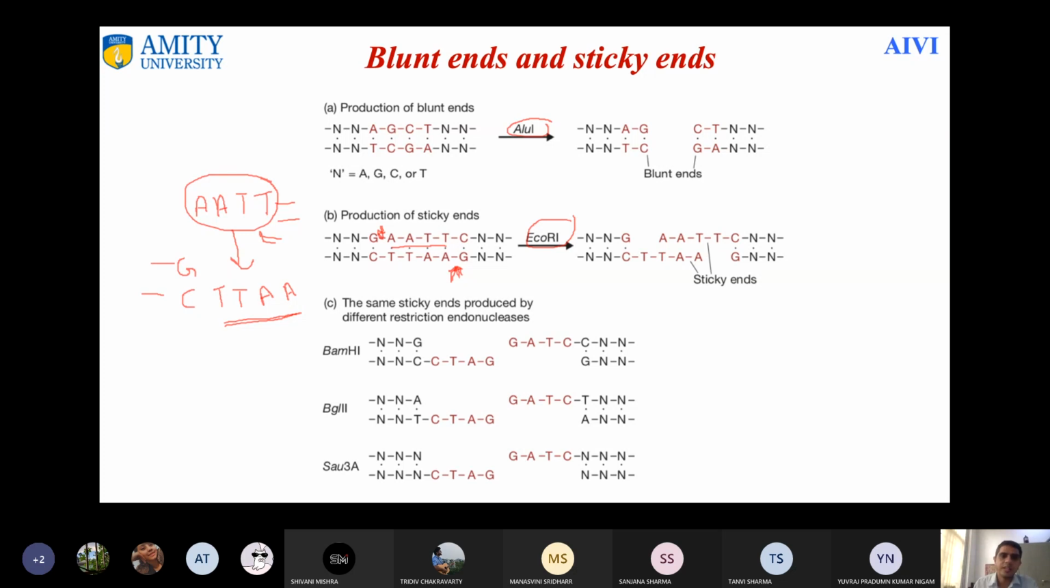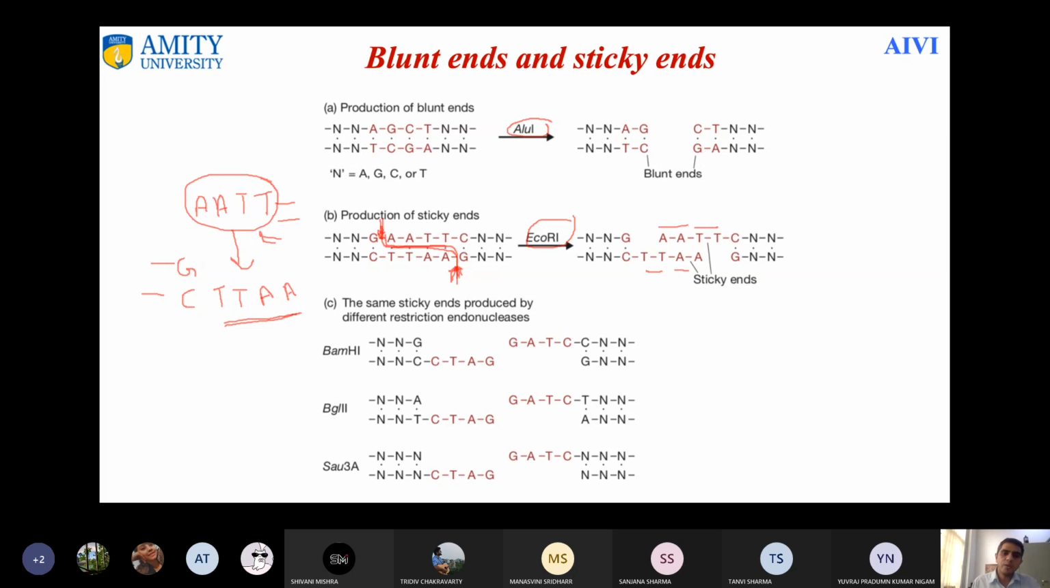When they are producing a staggered cut, the cut is like this, in this way. On one strand it is cutting at this location, on the second it is cutting at this location. That leads to the production of an overhang in both the strands. So overhang means one strand is going to have TTAA, and the other strand is also going to have TTAA. These overhangs have a single stranded DNA sequence, and that's why we call them sticky ends, because single stranded DNA has the ability to pair with any other strand.